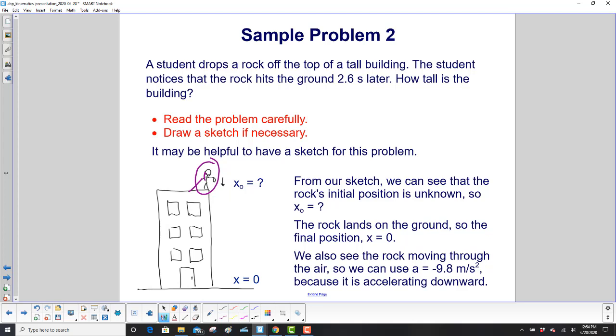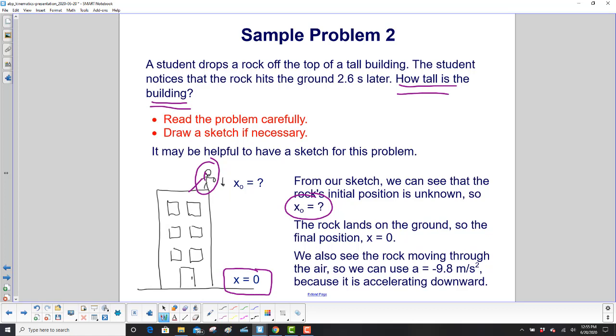The initial position is unknown, right? We're trying to find out how tall the building is. That's another way of saying, what is the initial position of the rock? So x sub 0 is equal to question mark, and we found that through the sketch. The rock lands on the ground. Our final position, the ground, we typically take as x equals 0.